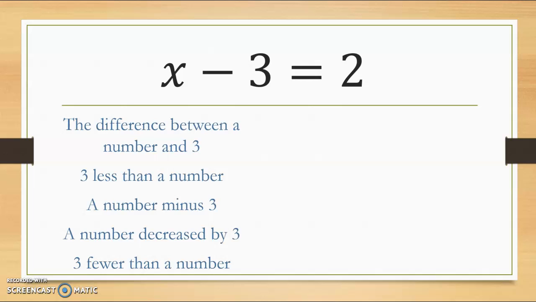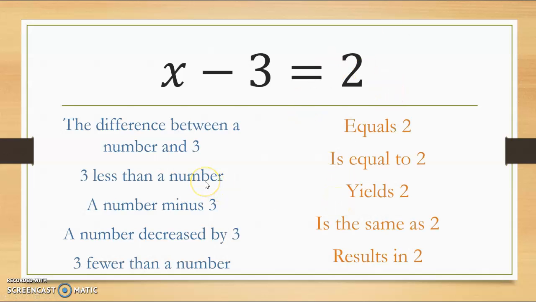3 less than a number. Again, pay special attention here. The less than is not the inequality. It's actually saying to subtract. We could see a straightforward a number minus 3, a number decreased by 3, or 3 fewer than a number. On the right hand side, we have an equal to, so it could say simply equals to, is equal to 2, yields, is the same as, or results in. Those are some key words that we see that would mean equal.